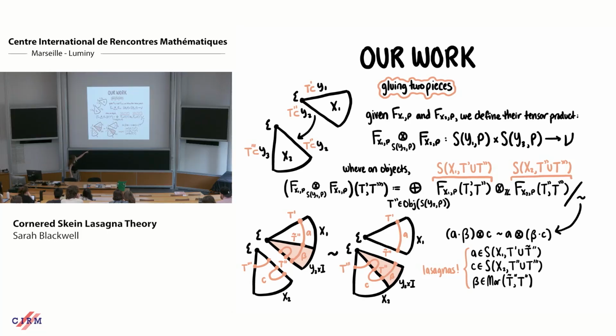So A is in the Skein Lasagna module of x1, going between T prime and some T tilde double prime. And then C is in the Skein Lasagna module of x2, going between T double prime and T triple prime. And then we have this morphism between T tilde double prime and T double prime.